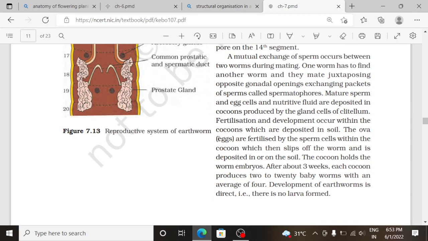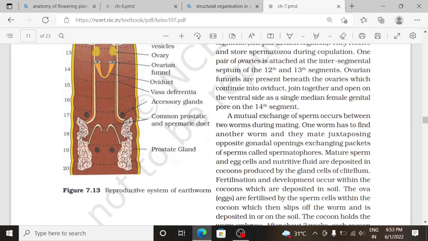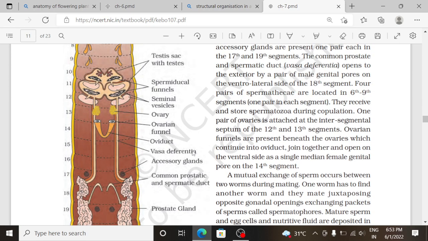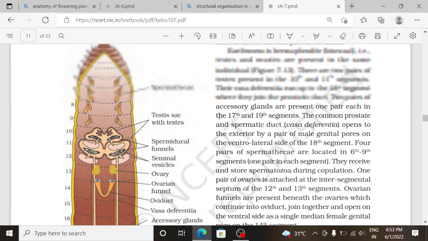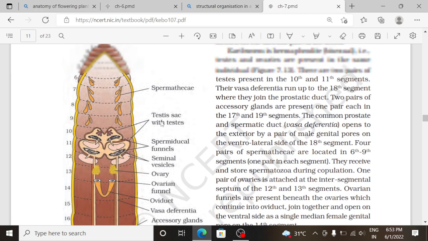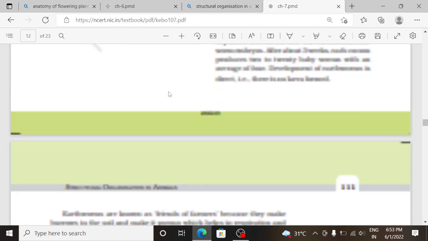Then this diagram is of the reproductive system of earthworm. Here you can see the prostate gland, common prostatic and spermatic duct, accessory glands, vasa deferentia, oviduct, ovarian funnel, ovary, seminal vesicles, spermiducal funnels, testis sac with testis, and spermatocyte.